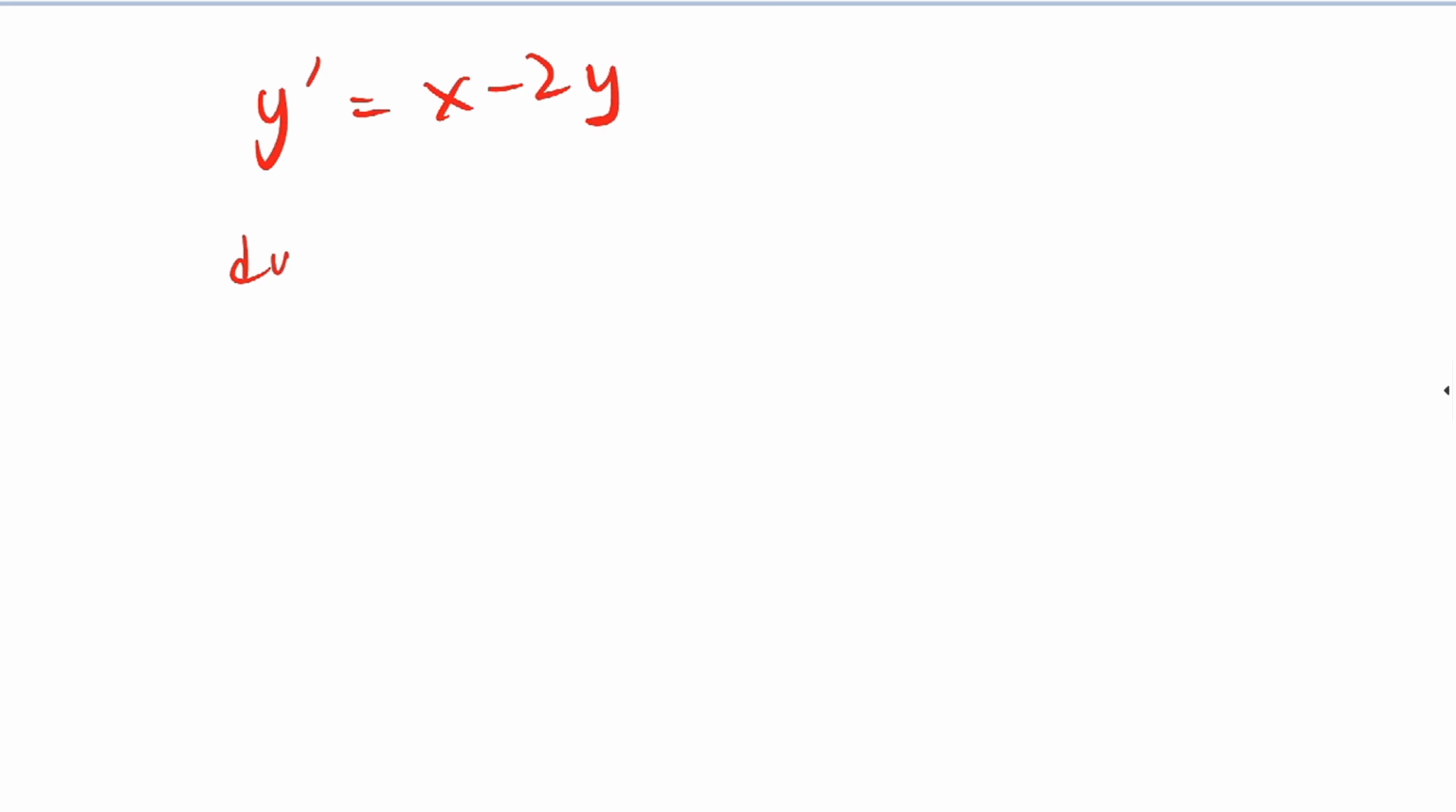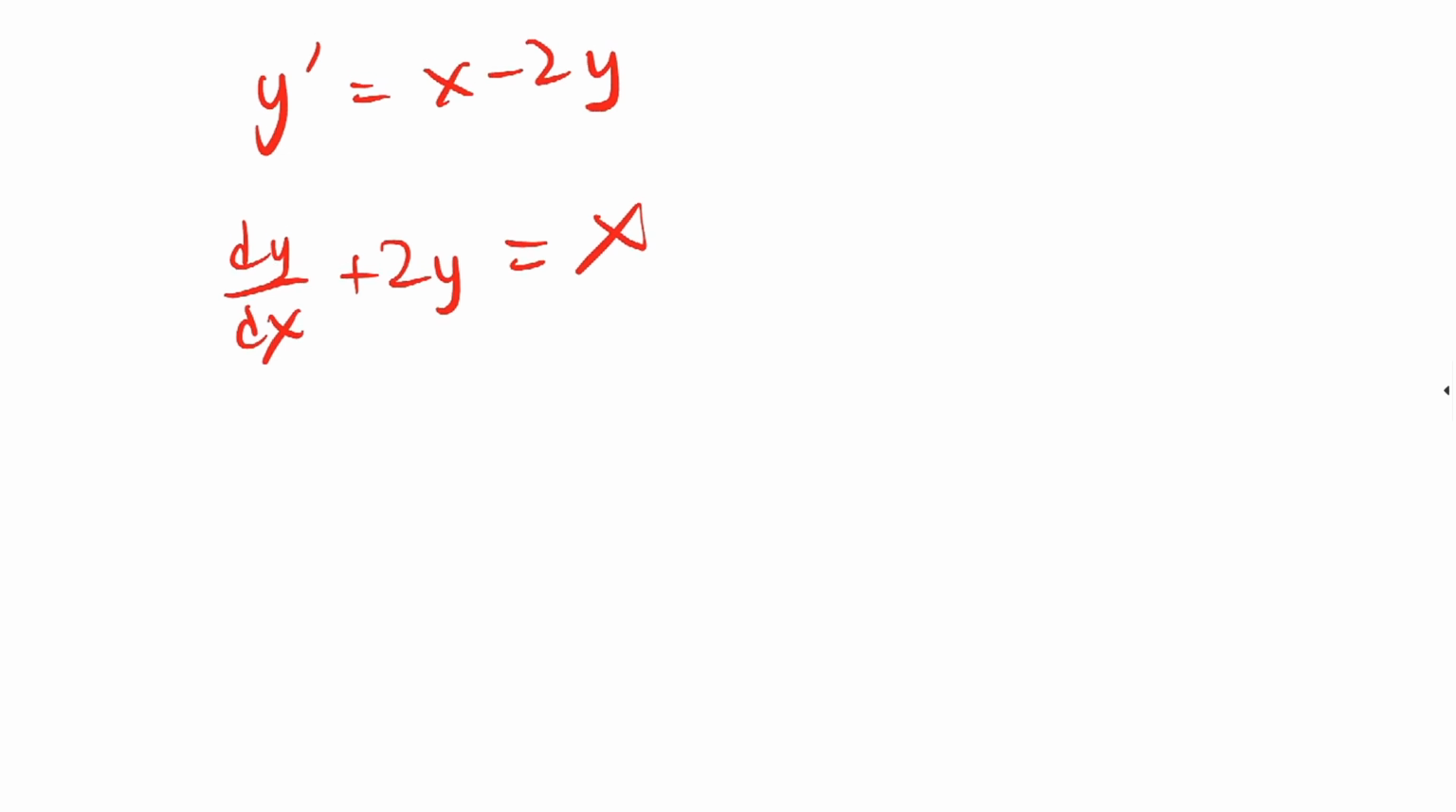So I'm going to rewrite y prime as dy dx. We're going to add our 2y, and we're going to leave the x on the right side because that's going to be our q of x. We're going to need it. In this case, our p of x is just going to be the constant before the y term. And so our mu of x is just e to the integral of 2 dx, which is just e to the 2x.